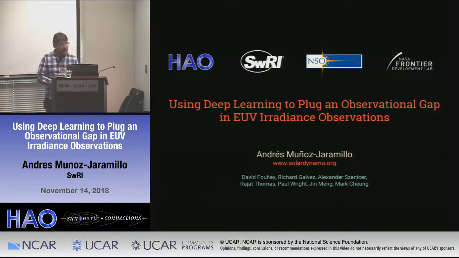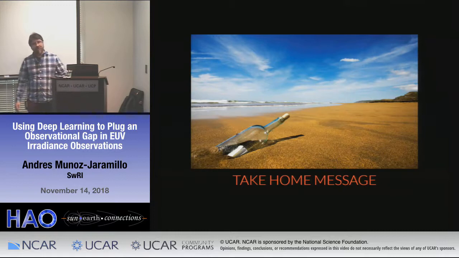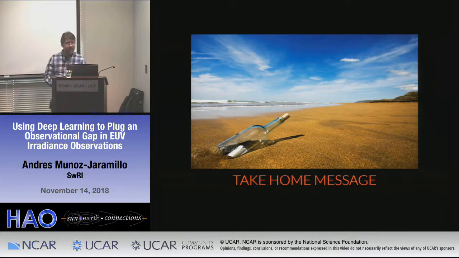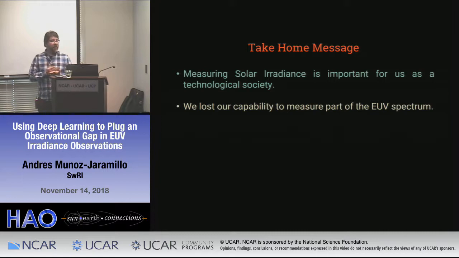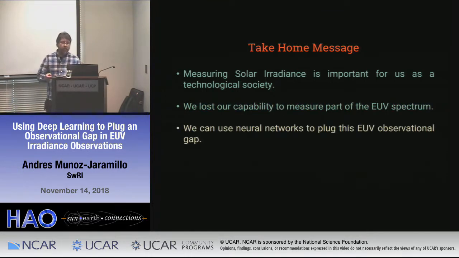And so I'm going to start with my take-home message. The most important things that I want you to take out of this presentation: The first thing is that measuring solar irradiance is important for us as a technological society, and that's why we do it. The second thing is that we lost our capability to measure part of the EUV spectrum because one of the modules of EVE failed in 2014. But we can use neural networks to plug this EUV observational gap. So that's basically the main result that we have.